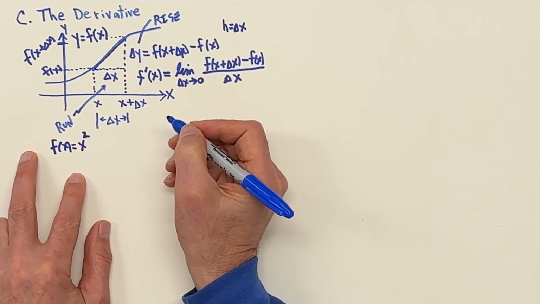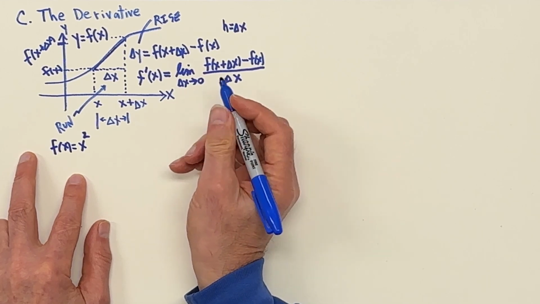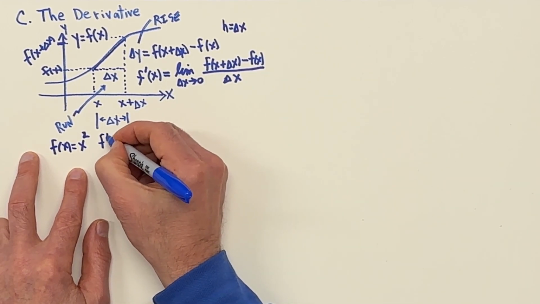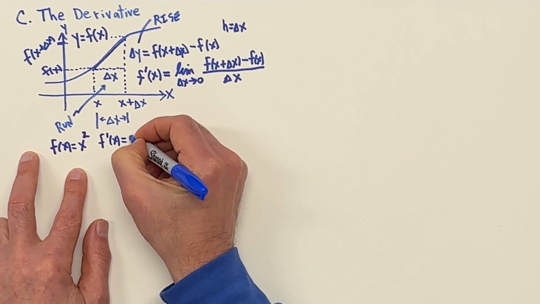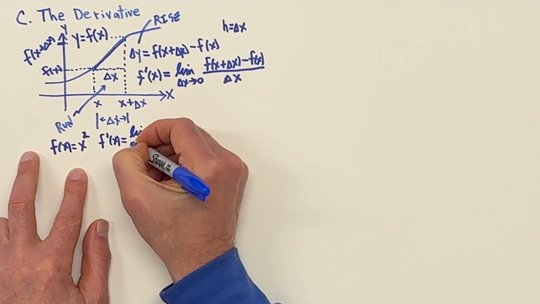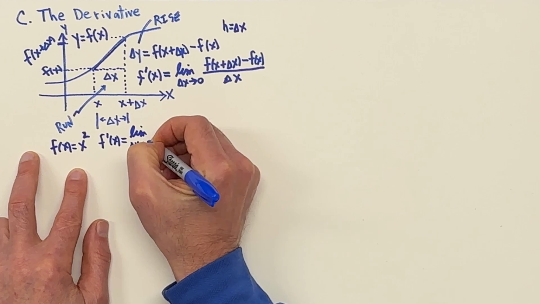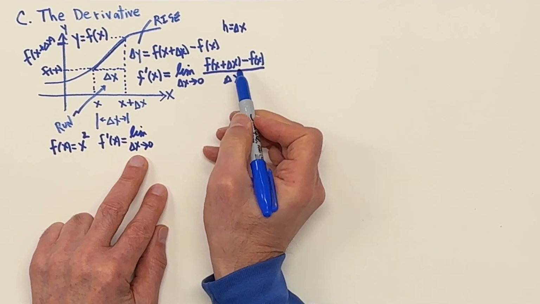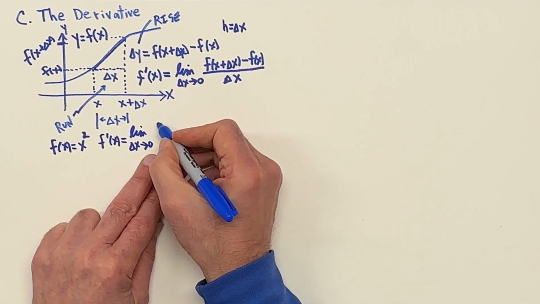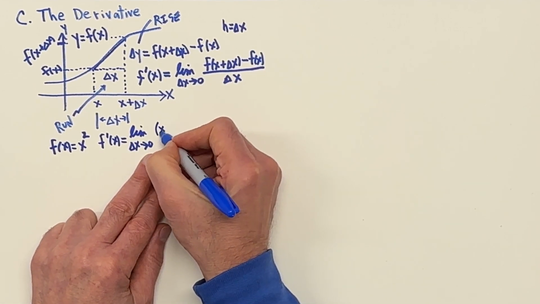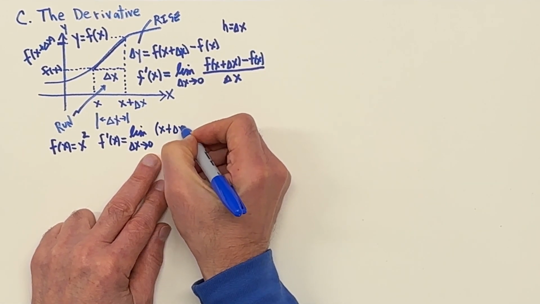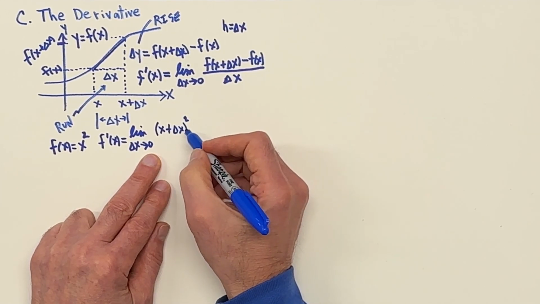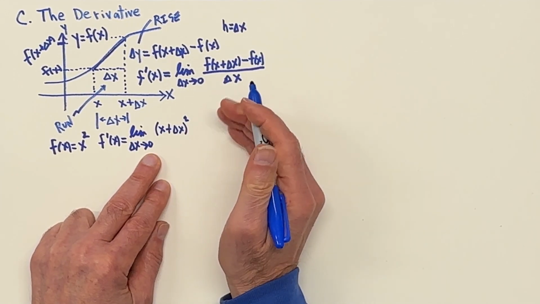So now we use x squared in the formula. So here's our formula. We need to have, for the derivative, the limit as delta x goes to 0. We're going to need the function at x plus delta x. So that's going to be x plus delta x squared.